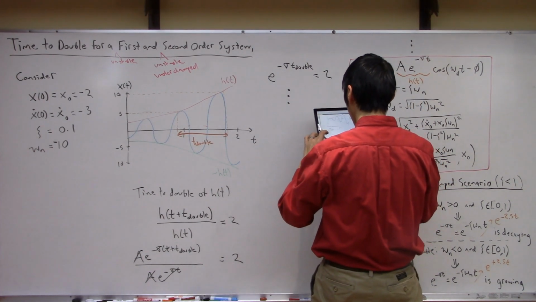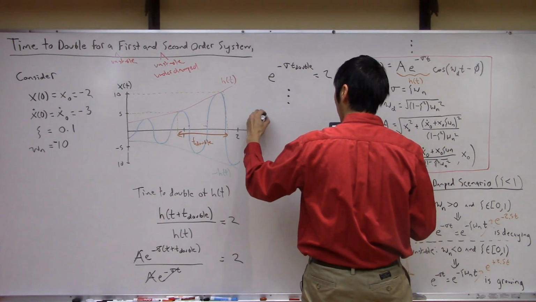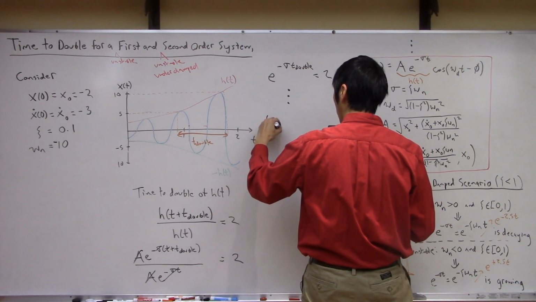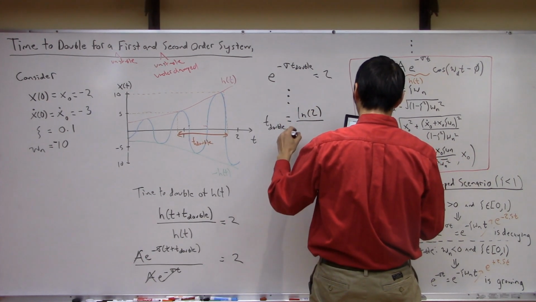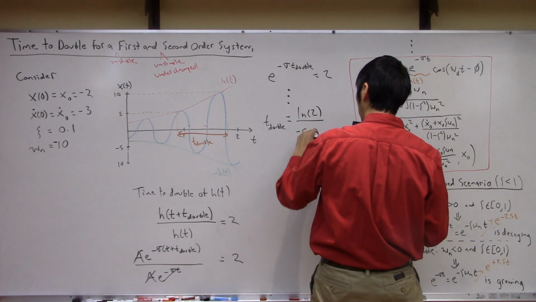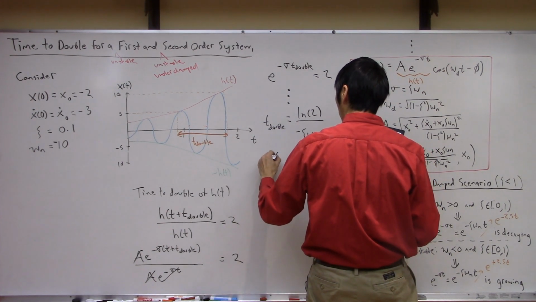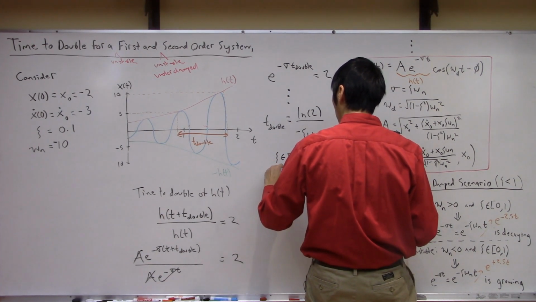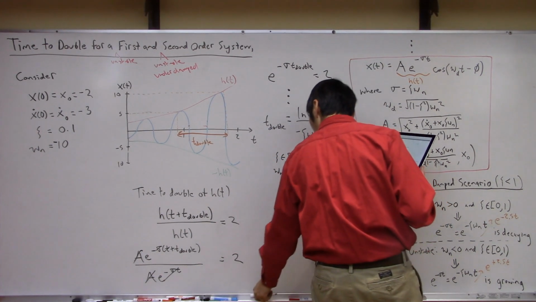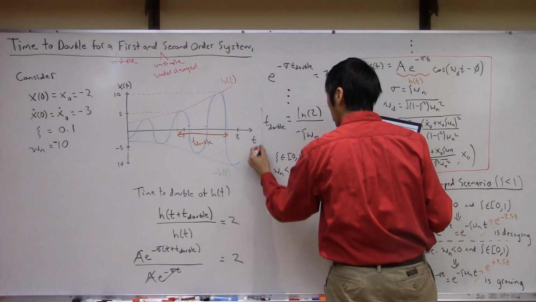And you're going to basically get the exact same thing, or really close to what we had last time, where t double is going to be natural log of 2 all over negative zeta omega n. And again, we're going to make the note that this is for the case for zeta in 0 to 1, and omega n is negative. Okay, so here we go. This is our doubling time expression.